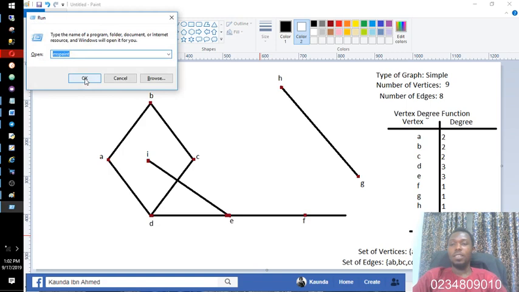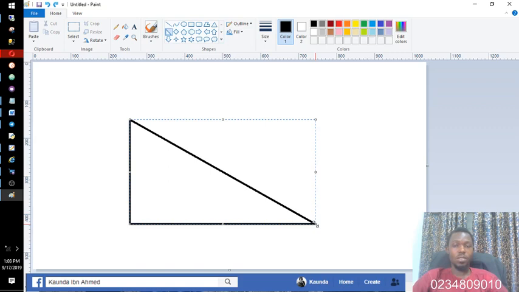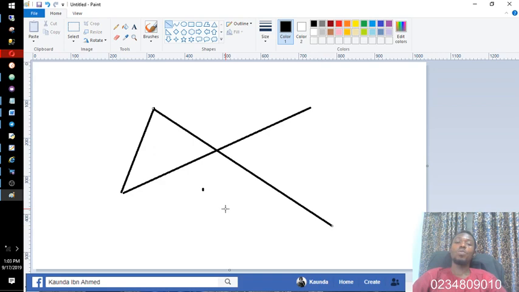Let's see a quick one. Let's say if you do something like this, this has a degree of 2, 2, 2, 2, 2. So if you join everything, that's 5, so 2 times 5, 10. That is an even number. If it's a triangle, all the vertices have 2, so that is 6, that's an even number. If it's a square, the same thing. Whatever you draw, the sum of the degrees will give you an even number.